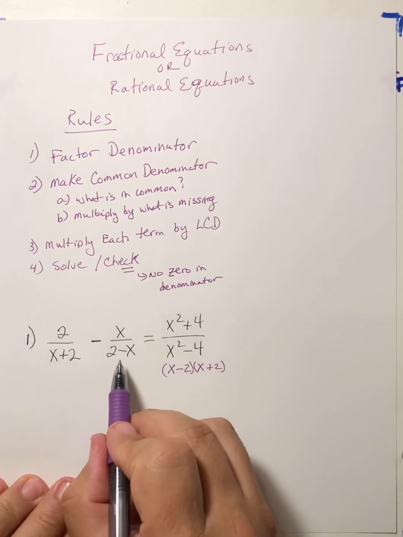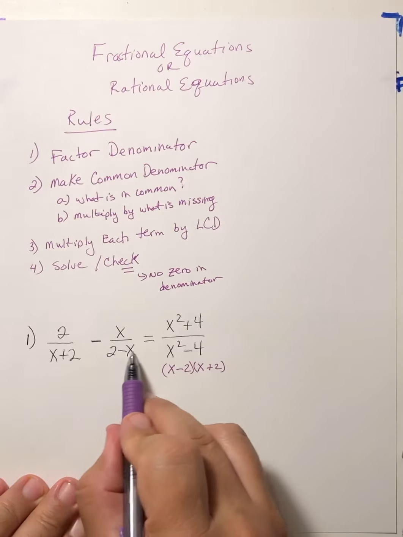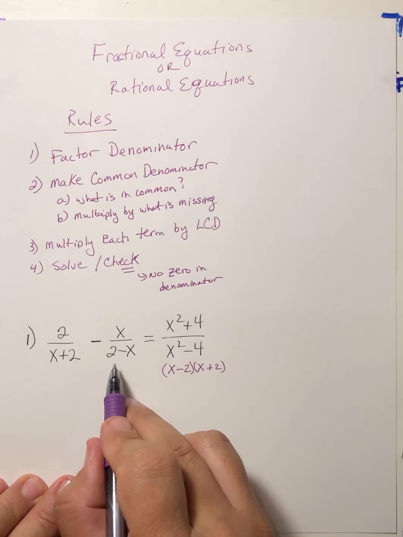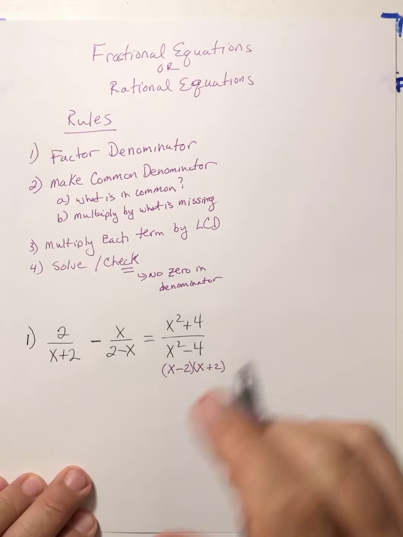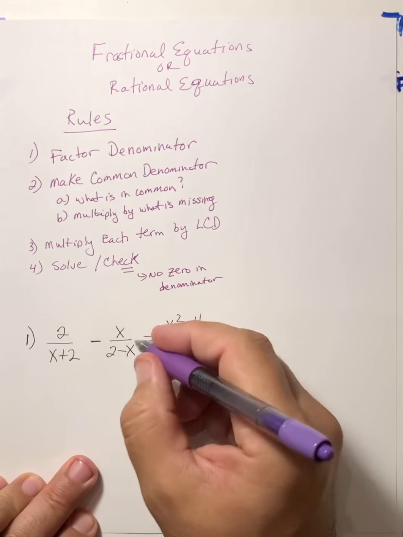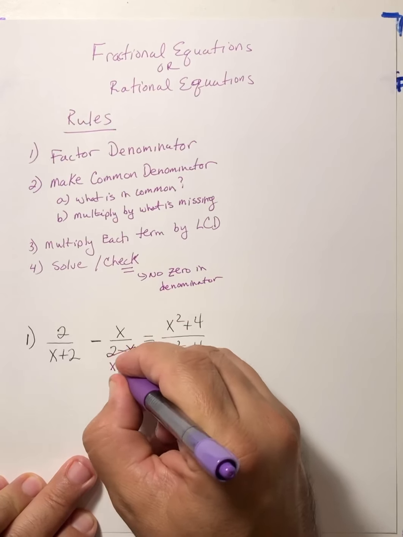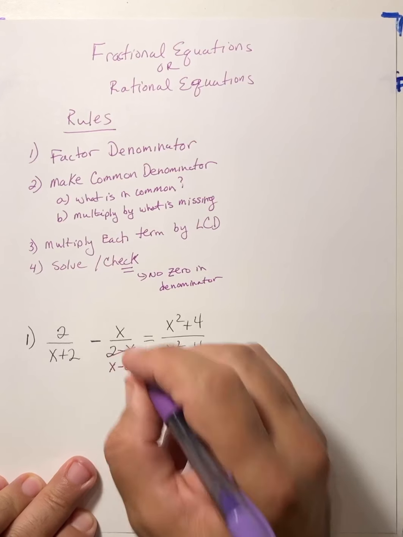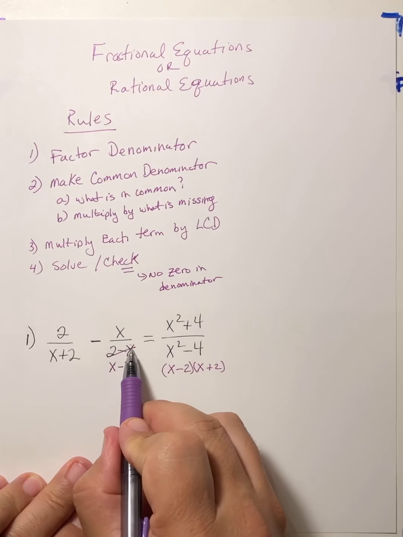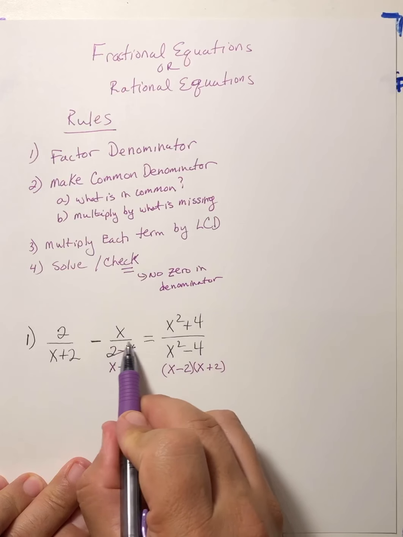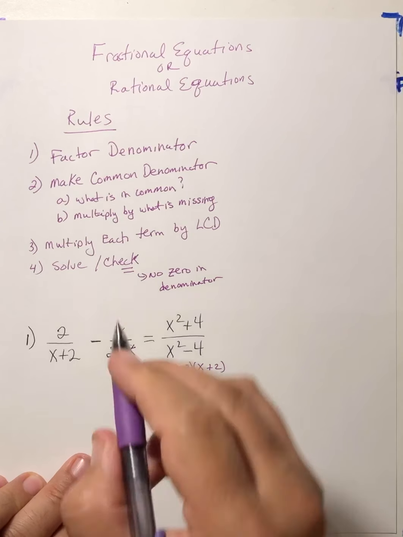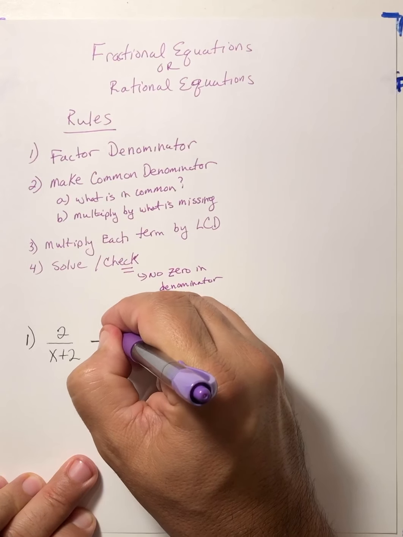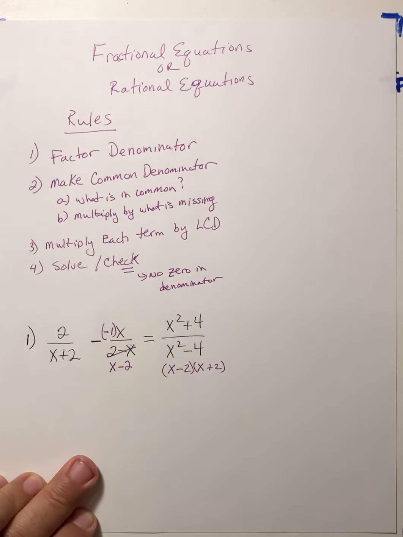That's set. This is 2 minus x. We don't want a 2 minus x. We want it to say x minus 2, so I have to rewrite that. Now, if I rewrite that as x minus 2, that means I multiplied the bottom expression by a negative 1. Well, if I multiply the bottom by a negative 1, I have to multiply the top by a negative 1. So I'm going to put a negative 1 up there.